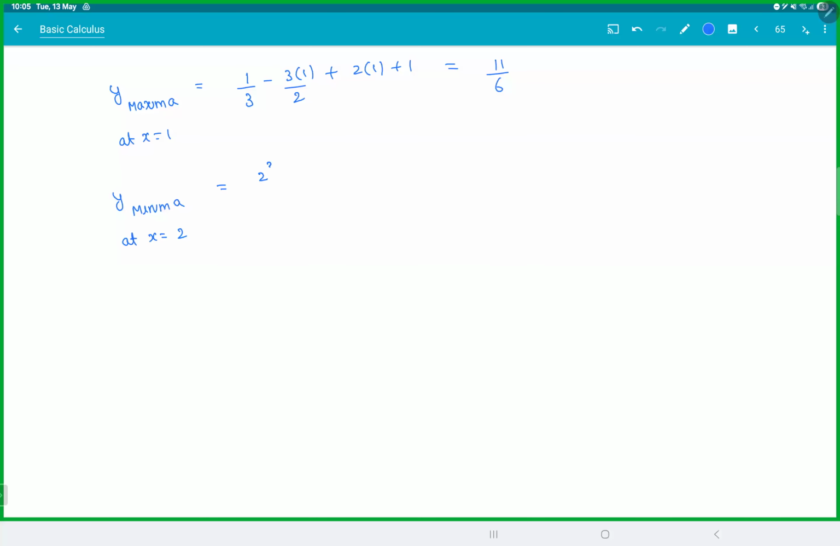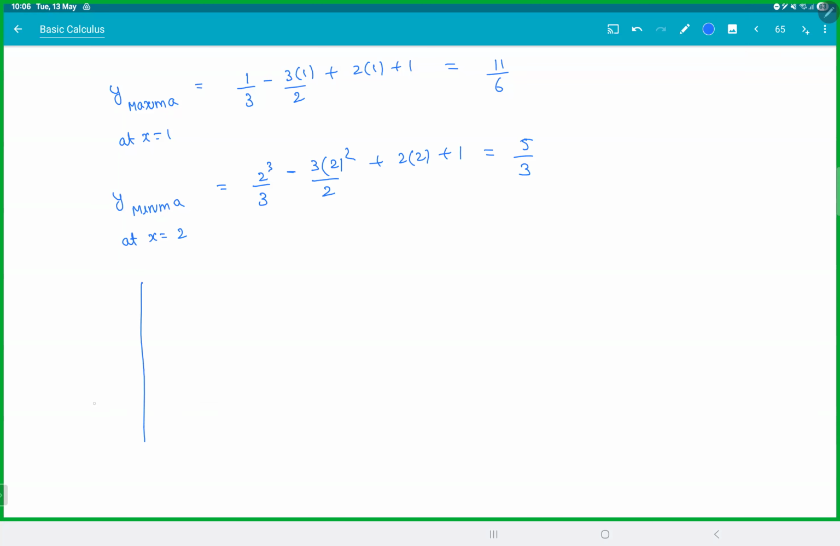So this will be 2 cubed by 3, minus 3 squared by 2, plus 2 and 1. How much is this? Someone got it? 5 by 3. Which is bigger, 11 by 6 or 5 by 3? 11 by 6. 11 by 6 is bigger.